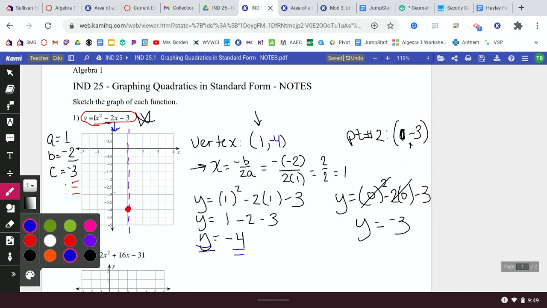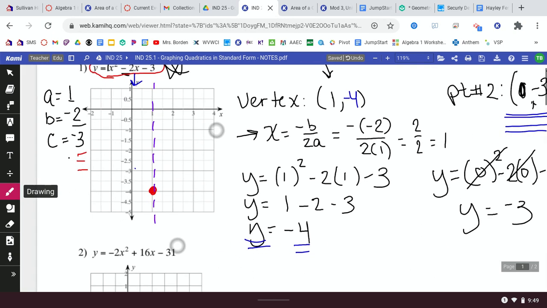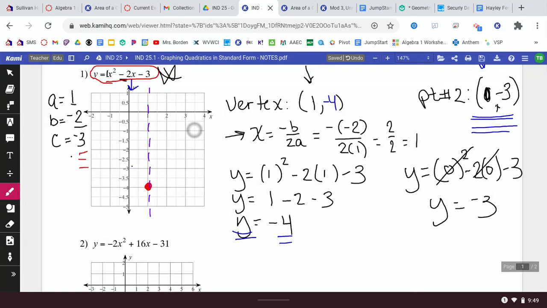But for my second point, I picked a 0 for x. I plugged it in. I got negative 3 for y. Now I have a second point I can plot, right? This right here is my second point. So on my graph, I'm going to plot the point 0, negative 3. Well, 0 on the x-axis is right here, and then negative 3 is right here. So there is my second point that I found plotted.